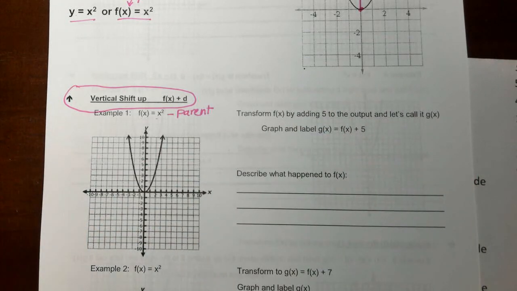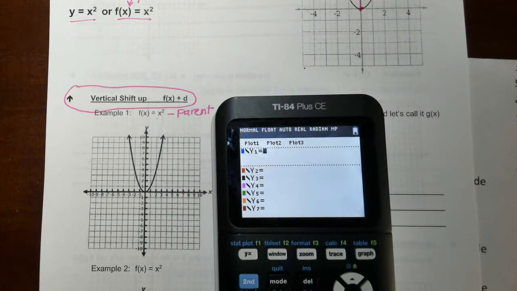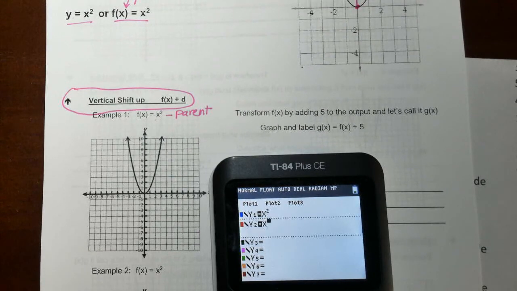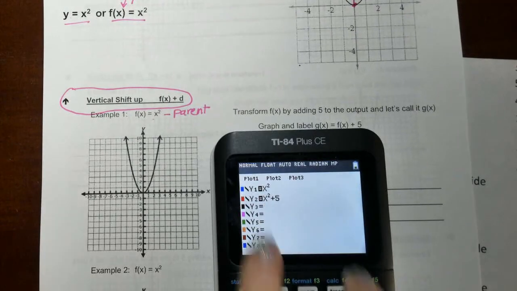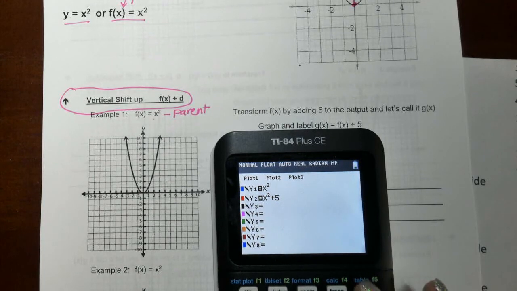So let's go ahead and take out our calculator. Remember, if you're at home and you want to do this on your phone, you can download the Calculator 84 app, and you should be able to see everything that's happening here. So what I'm going to do first is put in the x squared parent function. And then on the next y2, I'm going to put in x squared plus 5. Okay, so we'll have the blue line as the parent function, and the red line will be the parent function plus 5. So let's go ahead and graph those.